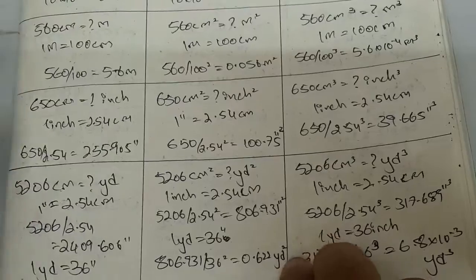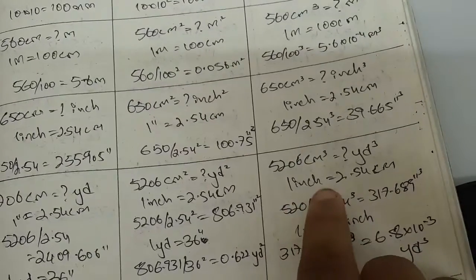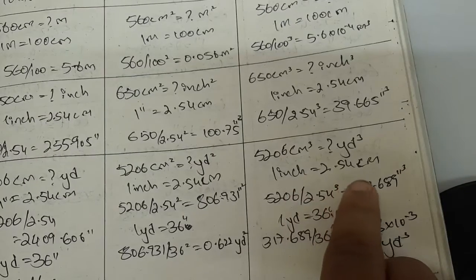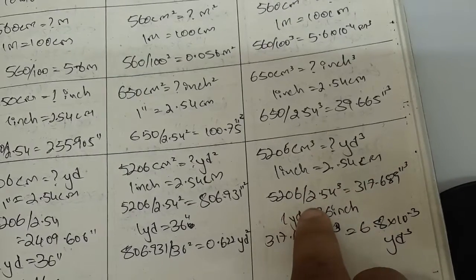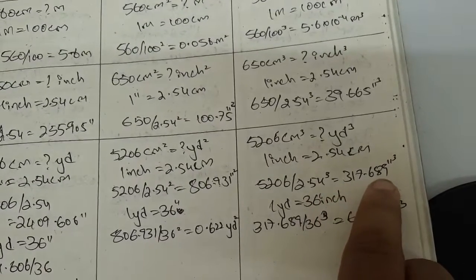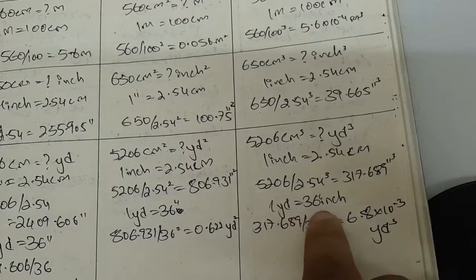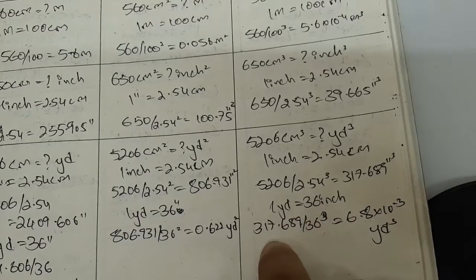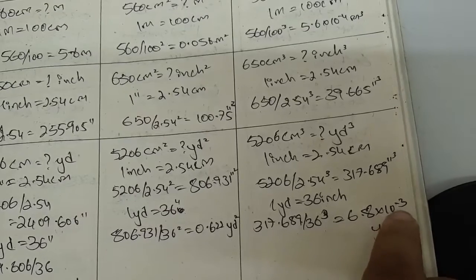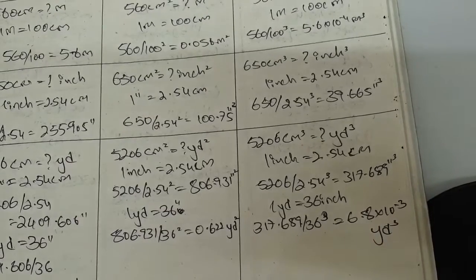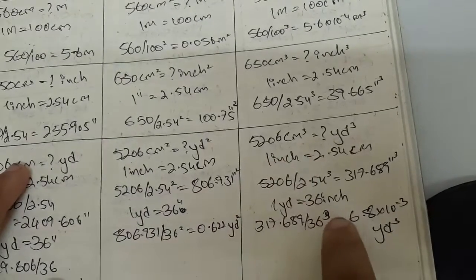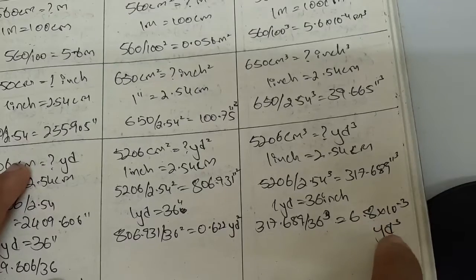Coming to our next dimension, we have 5206 centimeter cube is equal to how many yard cube? Now since 1 inch is equal to 2.54 centimeter, 5206 divided by 2.54 cube gives us 317.689 inch cube. Now since 1 yard is equal to 36 inches, 317.689 divided by 36 cube gives us 6.8 into 10 to the power of minus 3 yard cube. So 5206 centimeter cube is equal to 6.8 into 10 to the power of minus 3 yard cube.